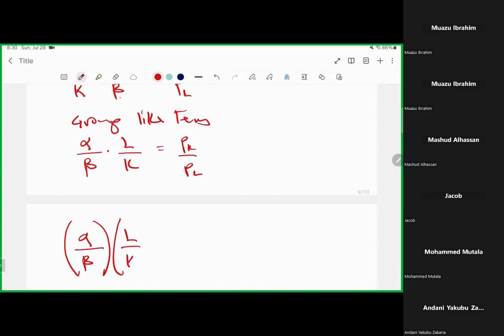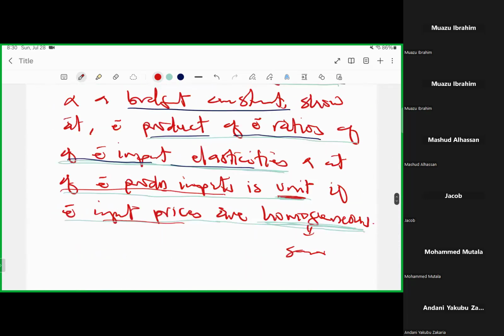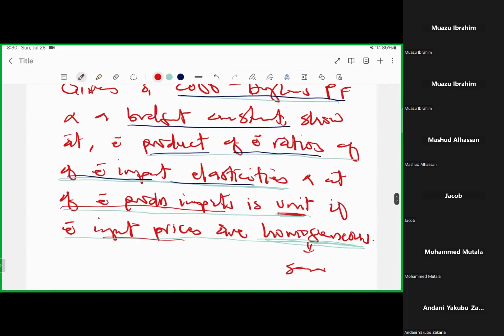This is the same thing as alpha over beta, labor over capital. It's the same thing as price of capital over price of labor. Now, what is the question saying? The question is saying that we should show that the product of the ratios of the input elasticities and that of the production inputs means that alpha over beta times capital over labor, or labor over capital, is units, which means it's 1.